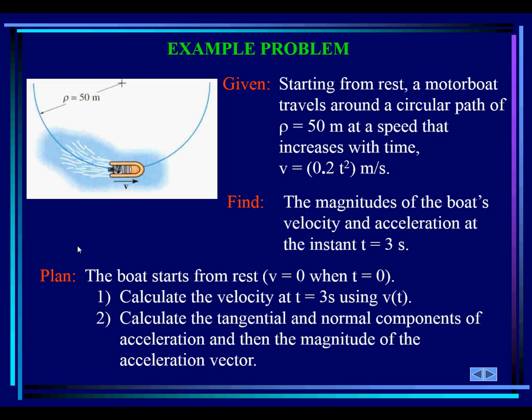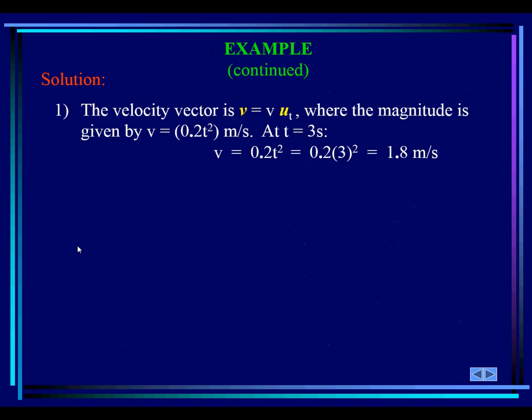And so we calculate the velocity using this equation. Then we calculate the tangential and normal components of the acceleration. And once we have the tangential and normal components of acceleration, we need to do a vector sum and then we're done. So the velocity vector is v times ut, where the magnitude is given by 0.2 t squared at 3 seconds. If that's the case, v is 1.8 meters per second.